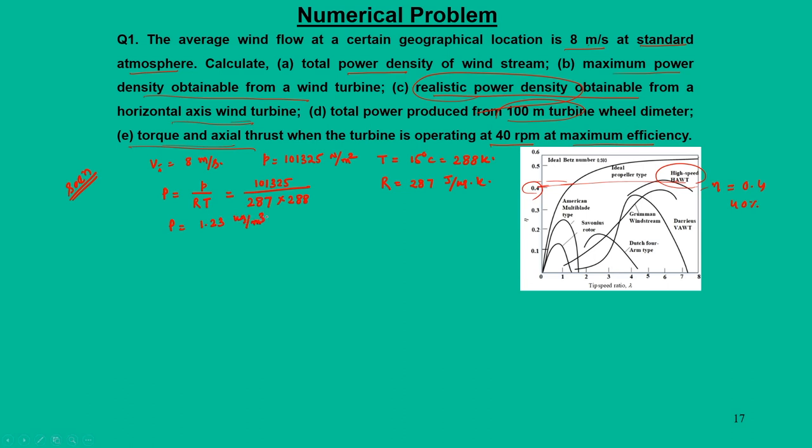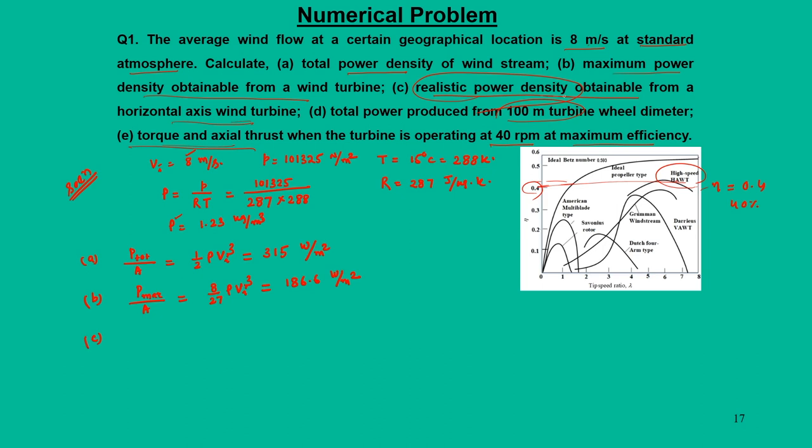So, the first expression: what is the total power density? The total power density is P total by A, and that becomes half rho Vi cube. So, we know rho, we know Vi, and this number turns out to be 315 watt per meter square. Second term: what is the maximum power density, that is P max by A, putting in the Betz limit, and that is 8 by 27 rho Vi cube. So, this number turns out to be 186.6 watt per meter square.